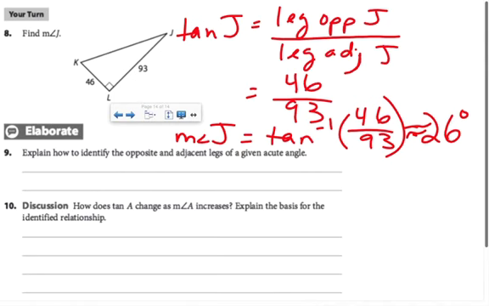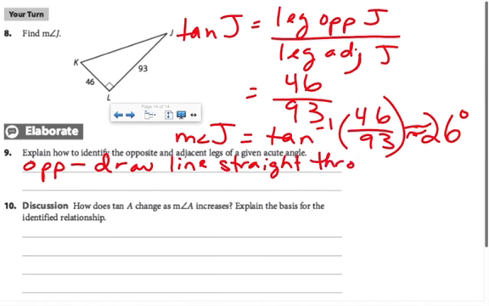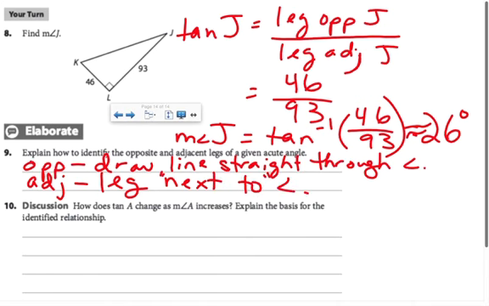So how do I identify the opposite and adjacent legs of an acute angle? For opposite, draw a line straight through. For adjacent, it's the leg next to the angle.